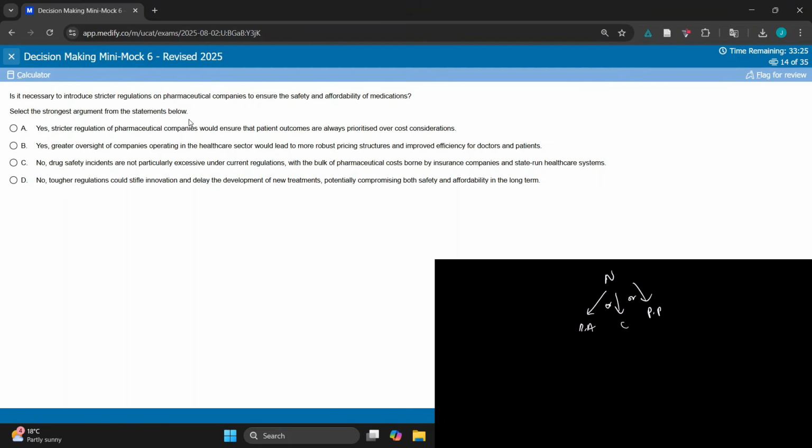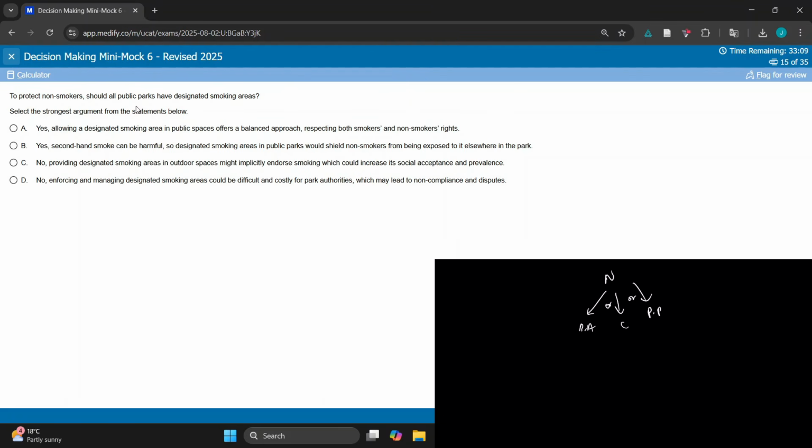Would it be necessary to introduce regular regulation to ensure safety and affordability? So that's the clause. Prioritize. That talks about patient outcomes. Probably not A. Robust pricing to improve efficiency. It doesn't talk about safety though. I think it's going to be D, because it talks about safety and affordability.